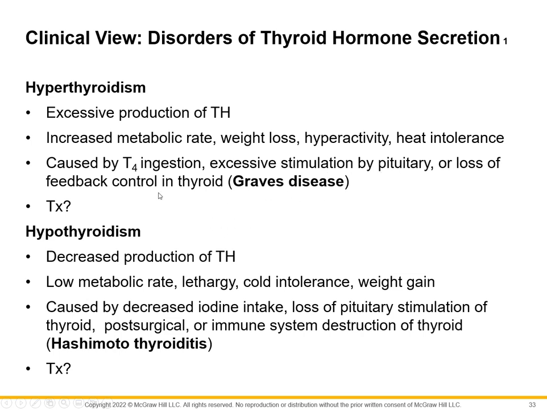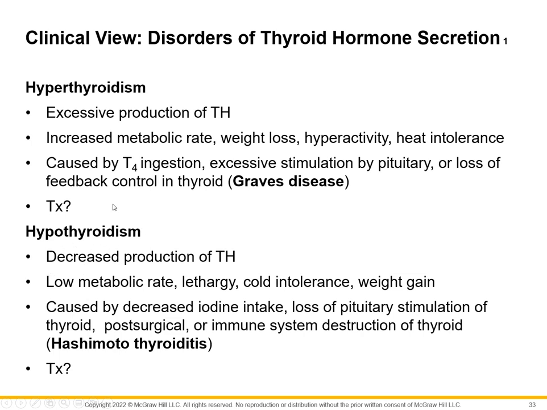A common condition that causes hyperthyroidism is called Graves' disease. This is typically treated by essentially destroying the thyroid with radioactive iodine, and then you take T4 medication. You take the hormone.